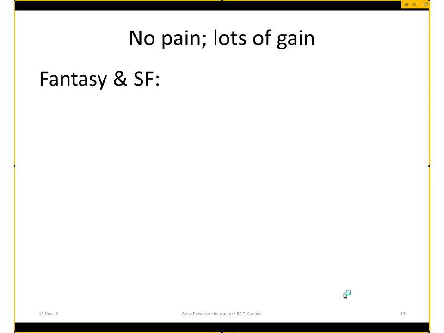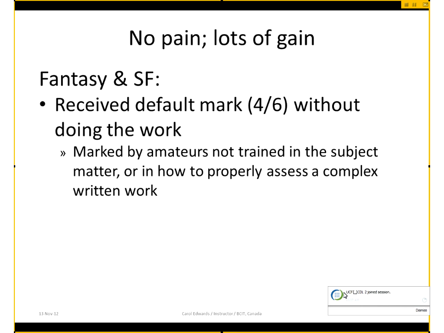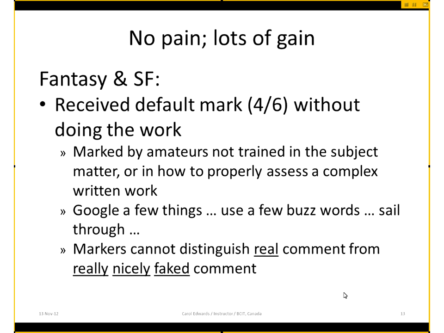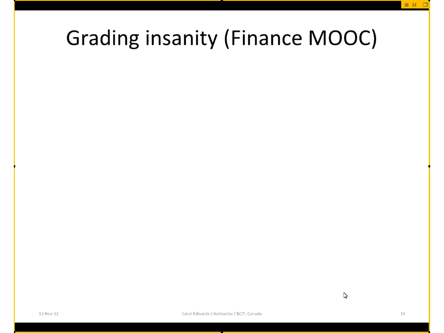On the fantasy and science fiction MOOC, I didn't do any of the readings, and I only listened to Unit 1 videos. I got a 4 out of 6 mark on that. The reason is I was marked by amateurs who just didn't have a clue about what to look for. It was very easy to pull the wool over their eyes. You Google a few things, you use a few buzzwords, and you're going to sail through. And that's largely because markers cannot distinguish real comment from nicely faked comment. On the forums, people blatantly stated, why do the work? Just take shortcuts. And many of them actually posted suggestions on how to shortcut the work and not do it.